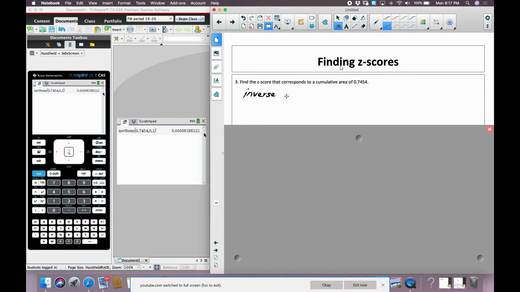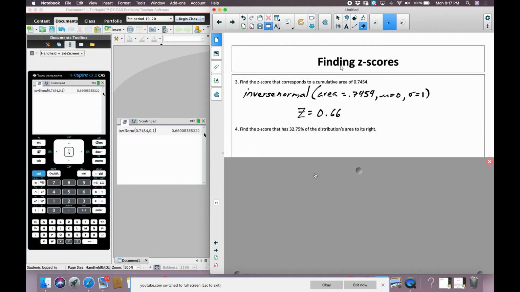When you use a function on your calculator to get z-scores or probabilities, it's always good to write down the function, which is inverse normal, and label your inputs. So our area to the left is 0.7454. And because we're looking for a z-score, we need a mean of 0 and a standard deviation of 1. And we get z equals 0.6601. Usually z-scores are rounded to the hundredths place, so let's do 0.66.